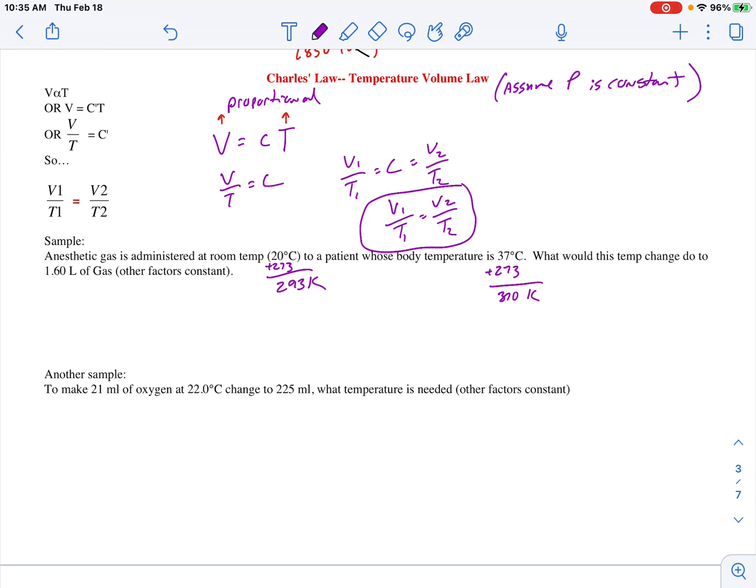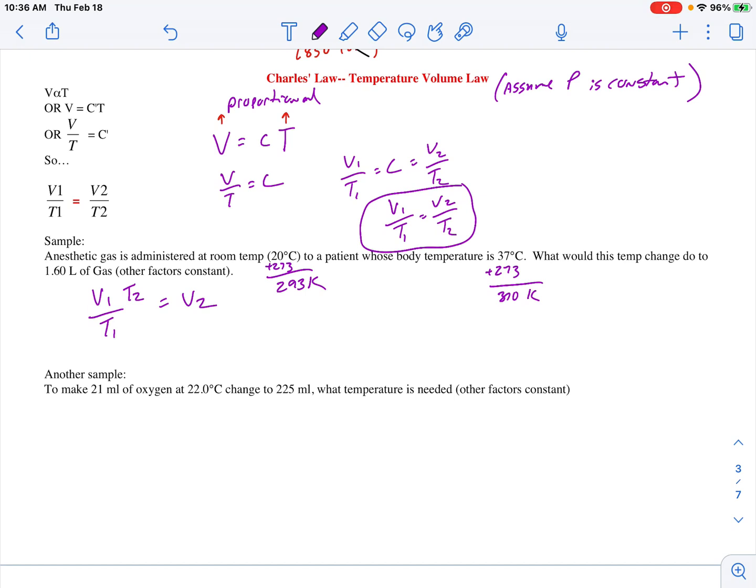All right, so we have two temperatures. And what would this temperature change do to 1.6 liters of gas? Well, if they're asking what it's going to do to 1.6 liters, what they're really asking is what is the new volume? They're asking for V2. So we'll take the equation, we'll rearrange it for V2. So V1 over T1, multiply both sides by T2, and that's going to let you find V2.